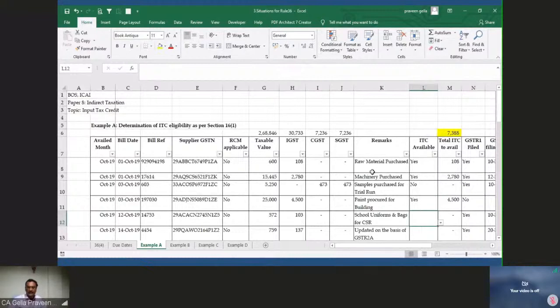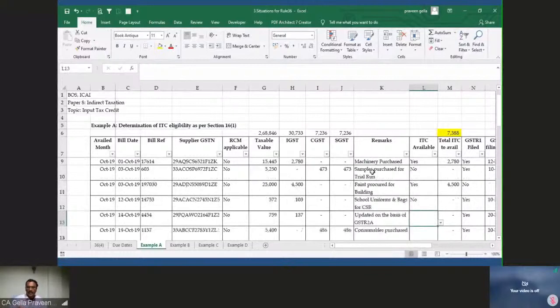School uniform and bags for CSR activity. As we have discussed, CSR is just an obligation, not in relation to the course or furtherance of business. I'll say no. Updated on the basis of GST 2A: I looked into my portal and accounted it as a purchase. That means goods are not actually received. If goods were received, I wouldn't say this. Because goods are not received, I would say no.